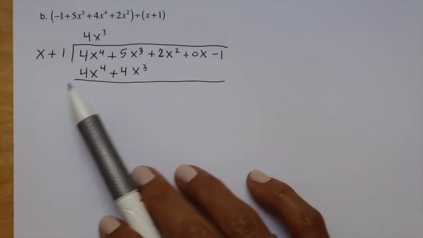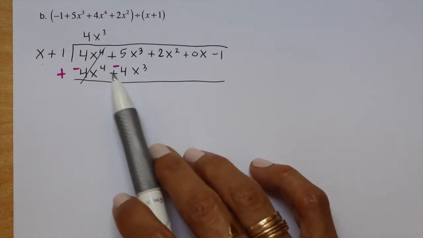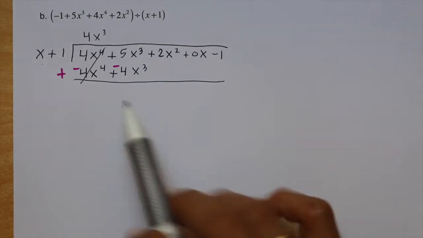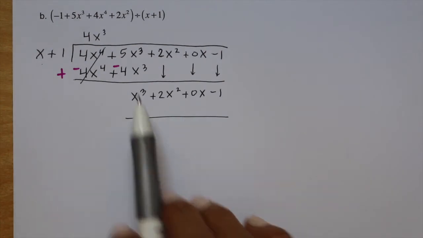The next step is we're going to add their opposites. So these cancel out. We have 5x cubed minus 4x cubed makes 1x cubed. And then we're going to drop these terms down. Leave a space and we're going to do the process again.